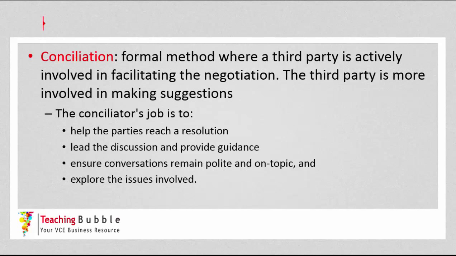And again, if that doesn't work, we can do conciliation, which we've spoken about in previous videos, but it's a formal method where a third party is actively involved in facilitating the negotiation. Now, actively involved means that they can make suggestions and give advice to the disputing parties. They can make orders, for them to go away for another 2 weeks, come back, and then we'll try and negotiate again. So the third party is more involved in making suggestions.